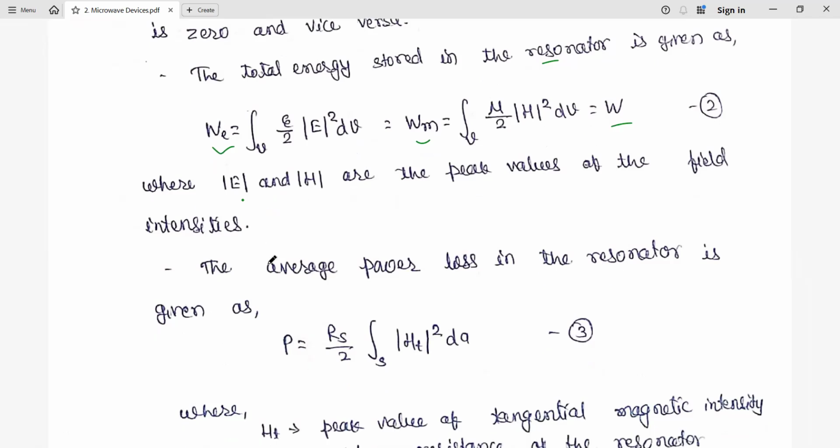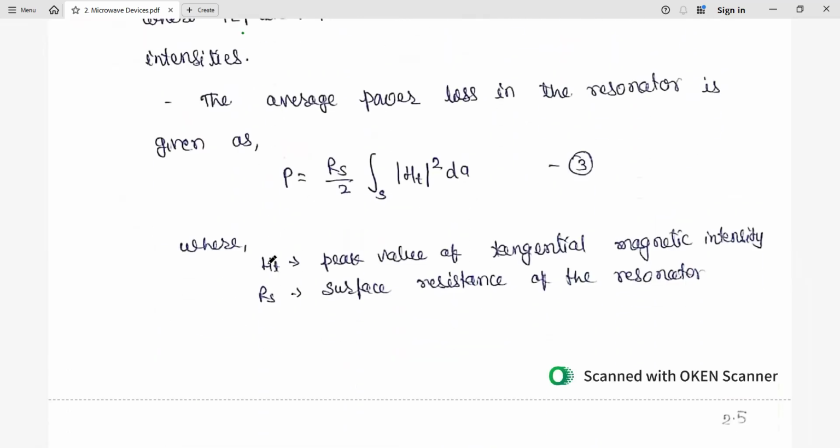Now we have the calculation for the average power loss in the resonator. We have waveguide walls, 4 walls, where loss takes place. So that is Rs by 2 times the surface integral of the modulus of the tangential component of the magnetic field squared, dA. Here Ht is the peak value of the tangential magnetic intensity, and Rs is the surface resistance of the resonator.